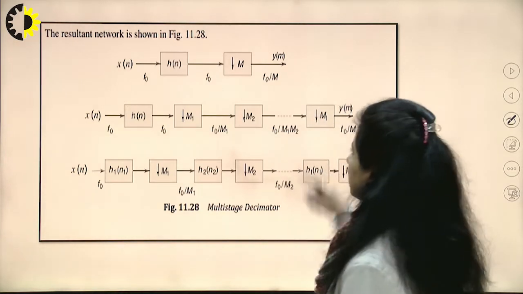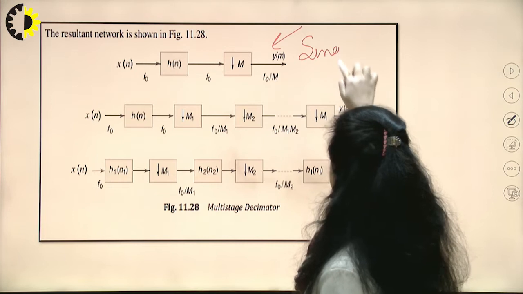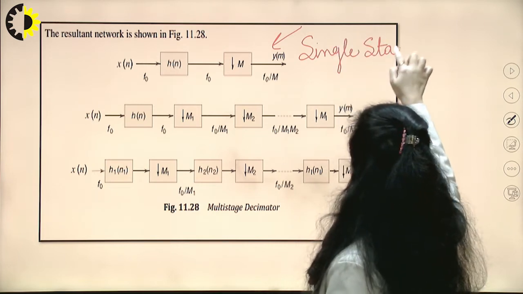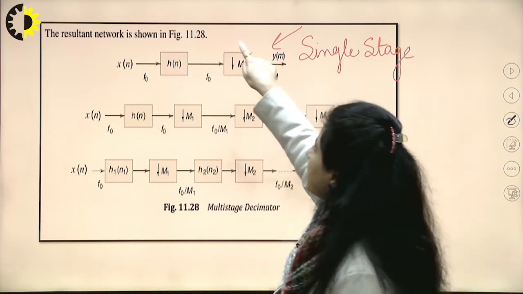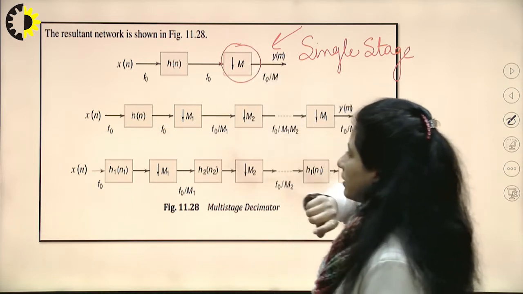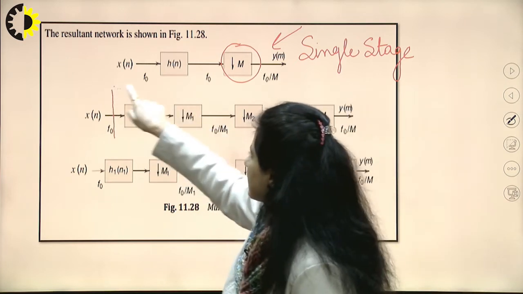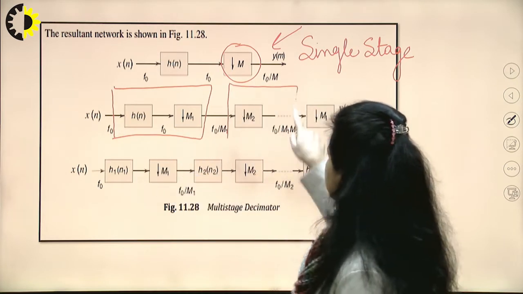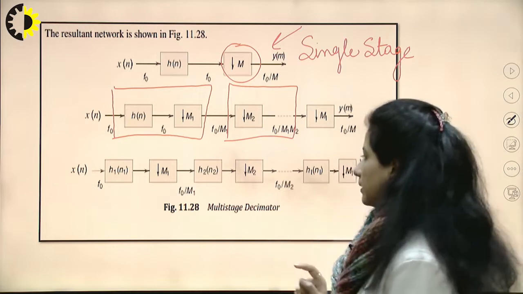So how is this done? This is my single stage decimator. Now I am creating this decimator in multiple stages, depending upon how many factors I am able to create for this M. So for every M, I am designing a separate system. For M2, a separate system, and all the systems are cascaded together.